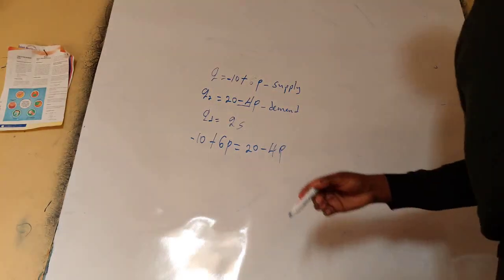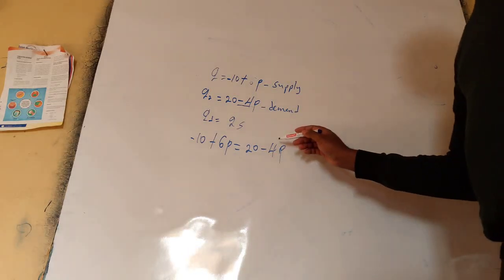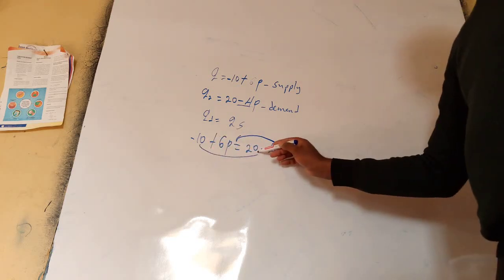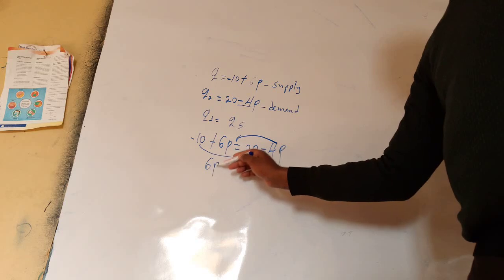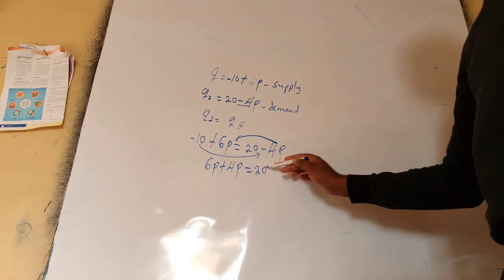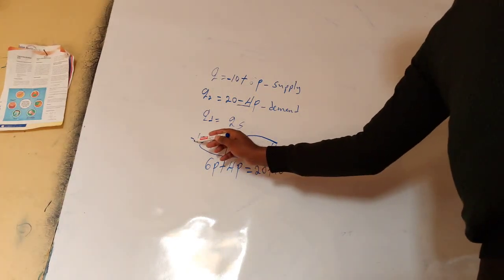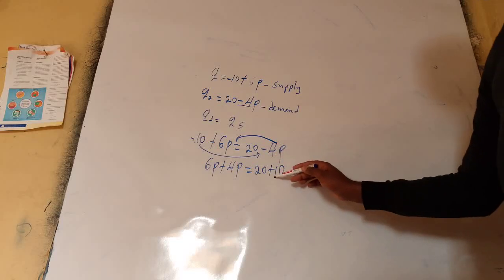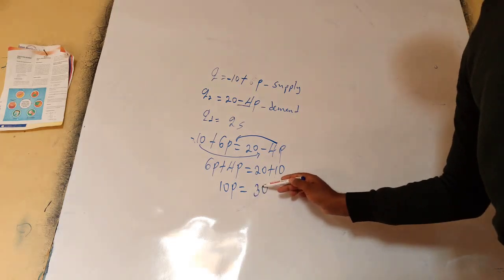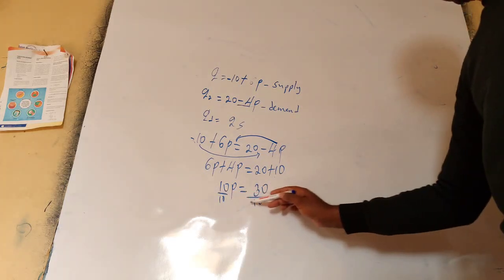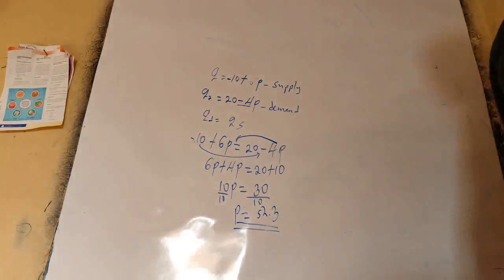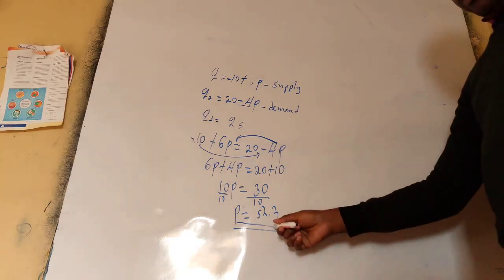That will be the equilibrium price. Putting like terms together, we can decide to move P to one side and this 10 to the other side. So 6p plus 4p is equal to 20 plus 10. This was negative, so when it moves to the other side, it becomes positive. So my 10p is equal to 30. Dividing by 10, my price is equal to shillings 3. This is the equilibrium price. Equilibrium price is 3.